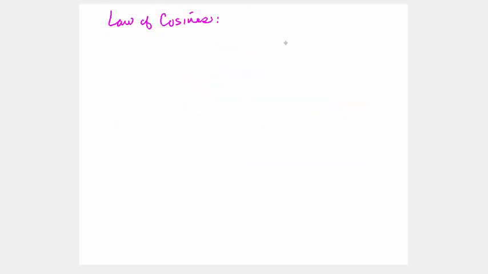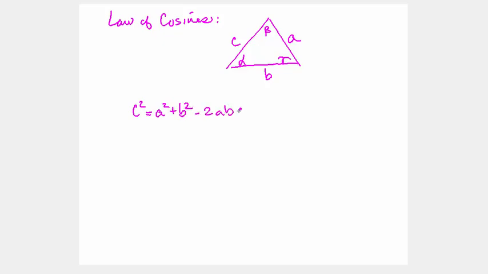The law of cosines is as follows. Let's go ahead and draw just a generic oblique triangle and label it accordingly. So let's put angle alpha across from side A, angle beta across from side B, and angle gamma across from side C. So a familiar setup by now, but if that's the case, here's what the law of cosines says. It says that c squared equals a squared plus b squared minus 2ab cosine of gamma.